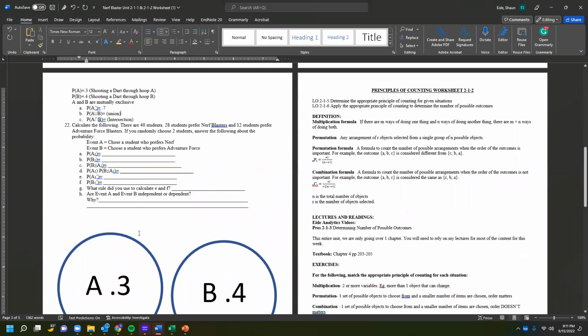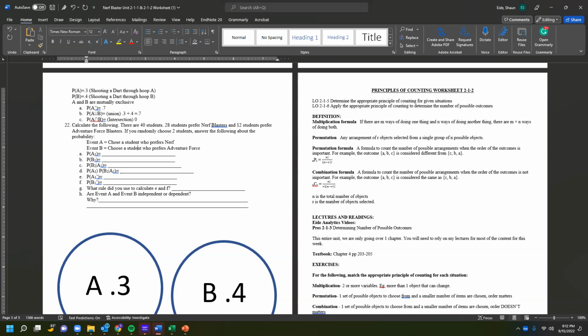Okay, so the probability of A or B is going to be 0.3 plus 0.4 minus the probability of A and B together, which is 0. So the total is going to be 0.3 plus 0.4, which equals 0.7. Okay, and then also intersection, what's the probability of A and B? Well, is there a probability of somebody shooting it and it going through both? And the answer is no. And so the answer is 0.